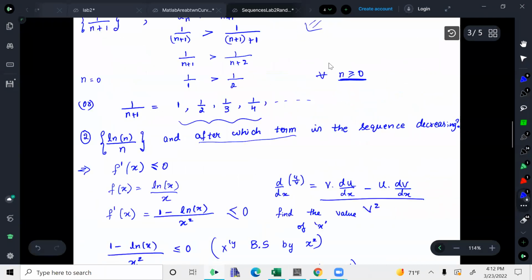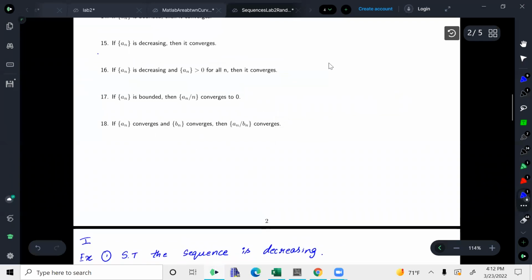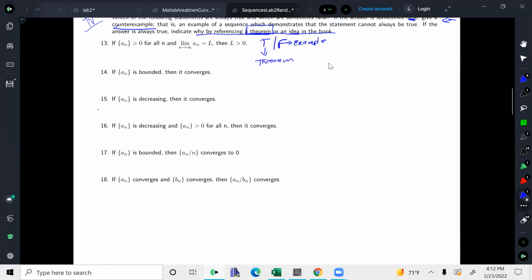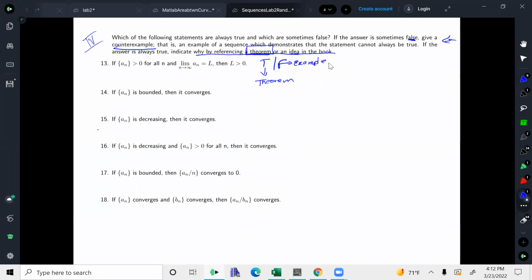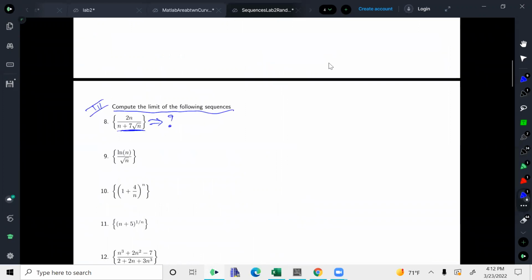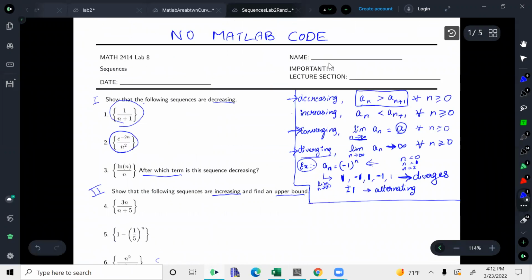Remember, you must also provide an example or a theorem for questions number 13 to 18. You just can't say whether it is true or false. You need to support your answer by stating a theorem or giving an example, a counter example. Okay, keep that in mind. And I think this is the end of lab 8.